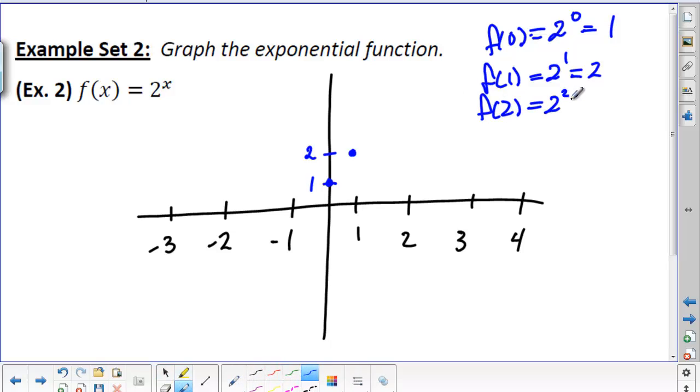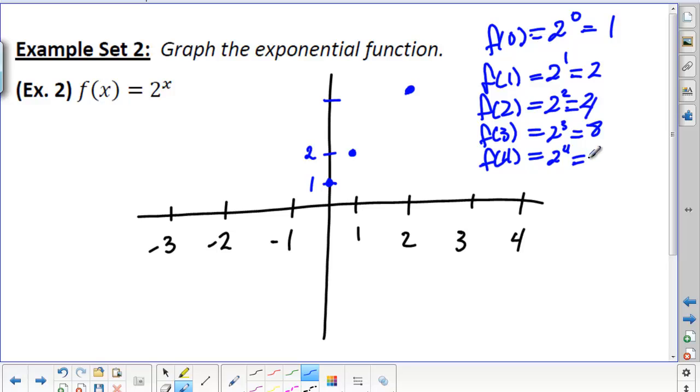2 squared is 2. I'm sorry, 2 squared is 4, right? 2 times 2. So now we're up here at 4. And if we do f of 3, 2 cubed is 2 times 2 times 2, which is 8. And then if we do f of 4, you kind of notice a pattern.